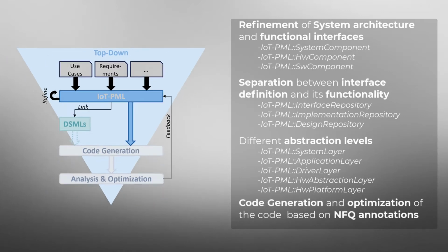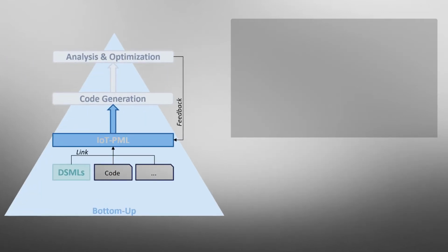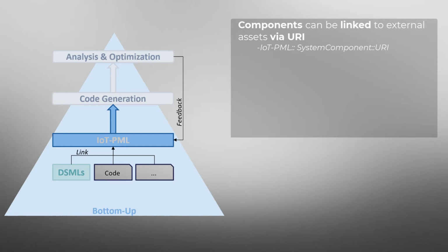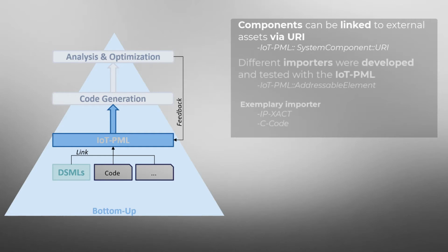In case of bottom-up design flow, you can use IoT PML for linking model elements to external resources using URI, or import existing code or definitions of electronic components structured in IP-XACT into the model as an architectural view.